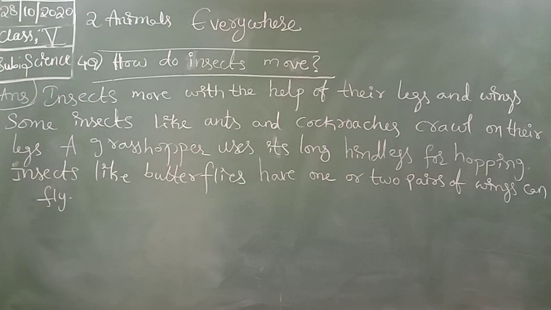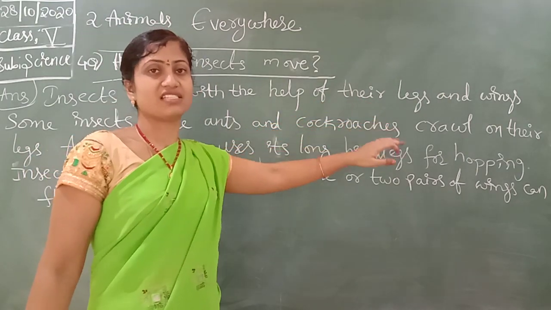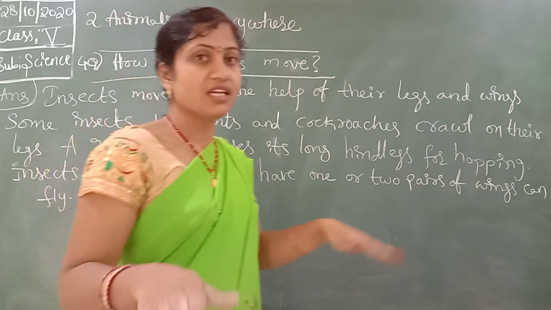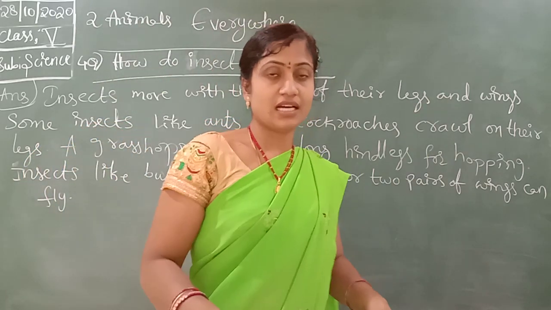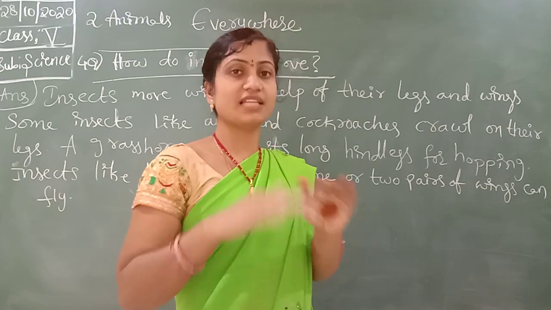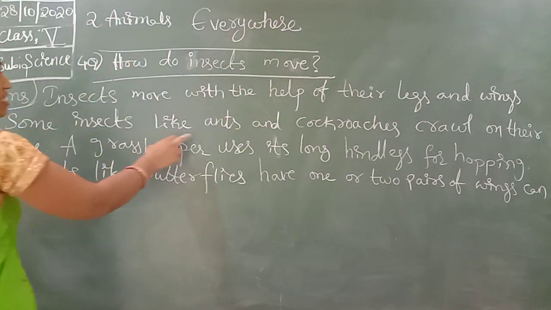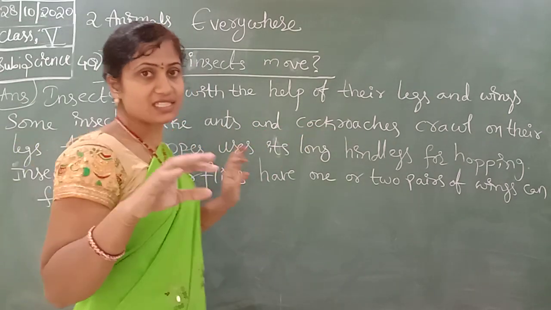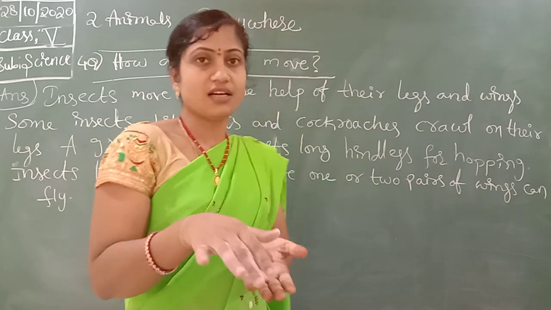Okay, once listen. Insects move with the help of their legs and wings. Some have wings, they can move with the help of wings and fly, and the remaining crawl like that. Okay. Some insects like ants and cockroaches crawl on their legs. They have 6 legs, like that only they can crawl on the floor.